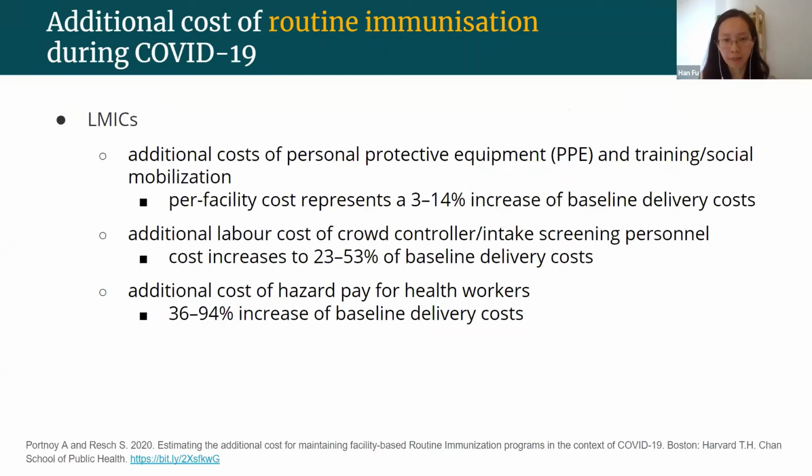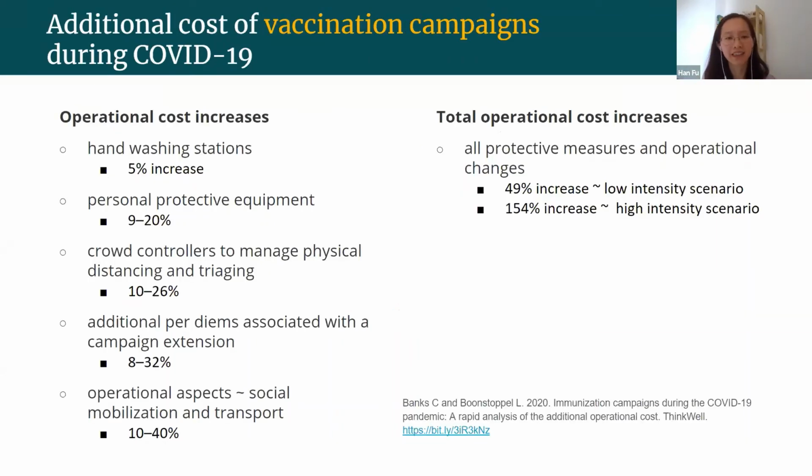from the PPE as well as the labor cost for crowd controllers or screening staff, and also hazard pay for the health workers. And there's also additional costs for conducting vaccination campaigns, and the total operational cost can vary from an increase of 50% to 150%, depending on the intensity of the control measures. So this should be all included in the decision-making process.